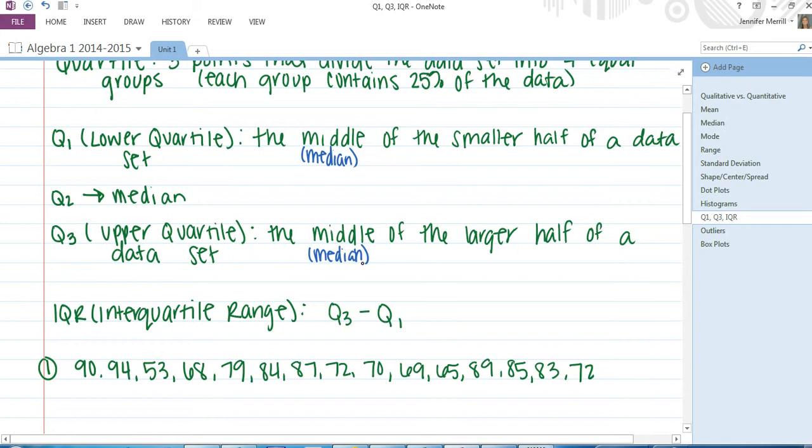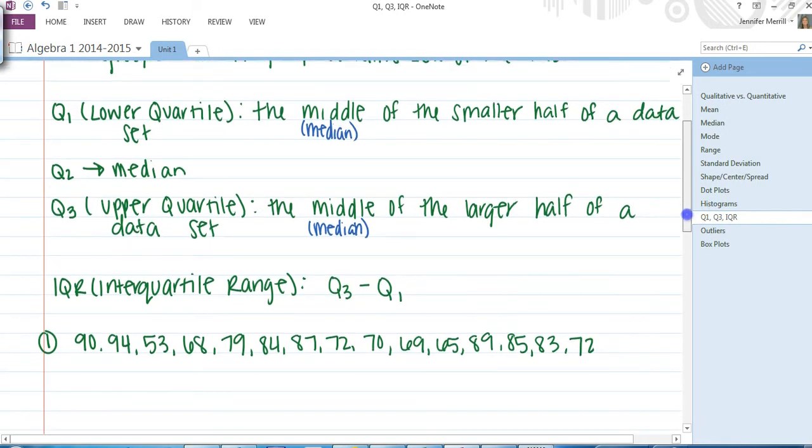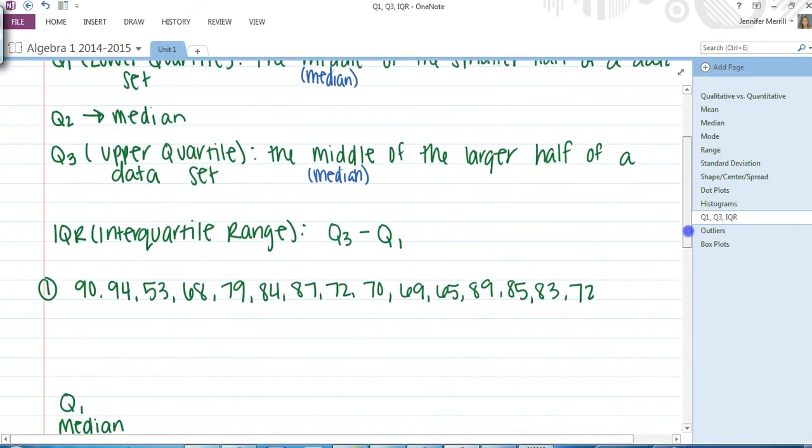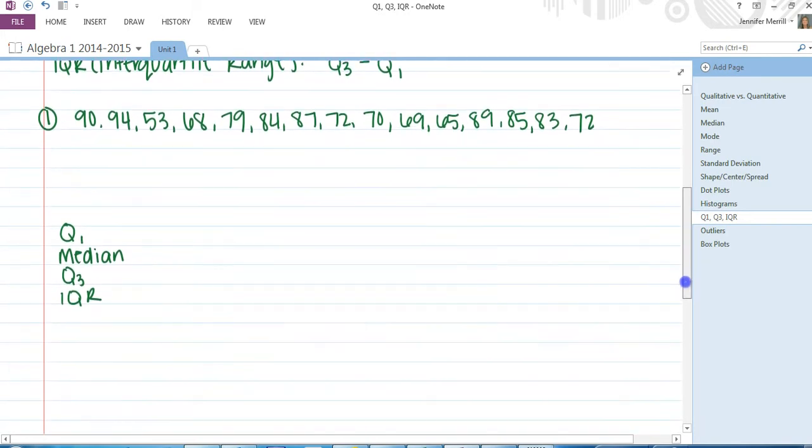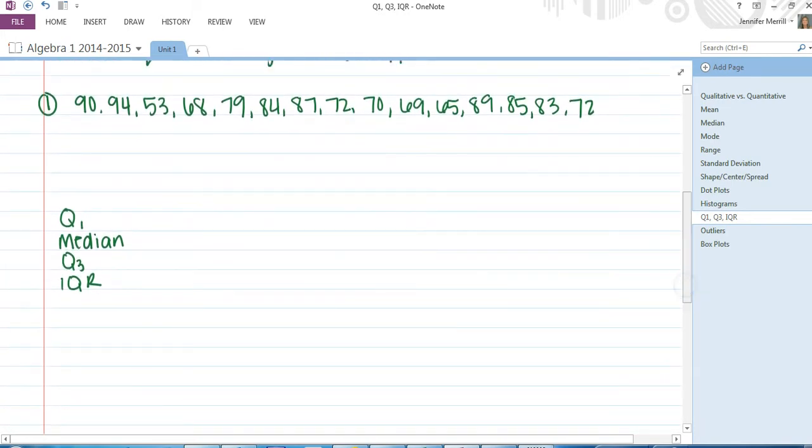The interquartile range is the third quartile minus the first quartile. So it is the middle 50% of the data set. I'm going to look at 2 examples. If you need to go back and take those notes, go ahead and pause the video.